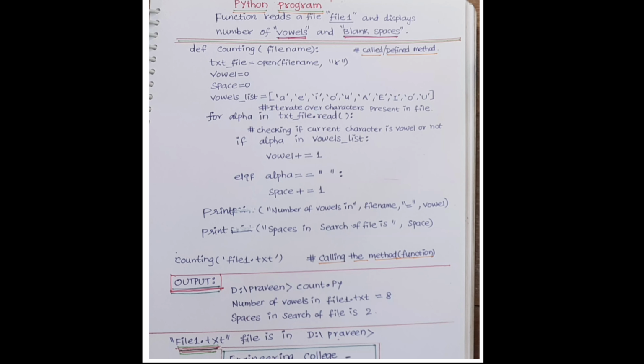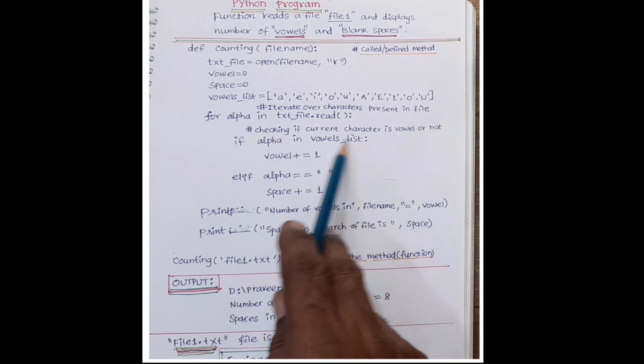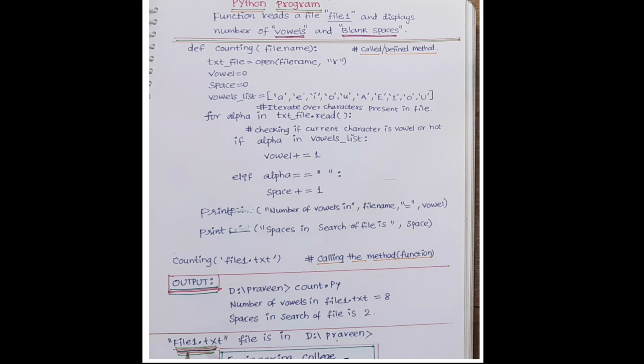Today's topic is a Python program with a function that reads file1 and displays the number of vowels and blank spaces. At the beginning, we will create one file. Now we are going to find vowels and blank spaces from the given file. Before we do this program, we have to create a file, that is file1.txt.